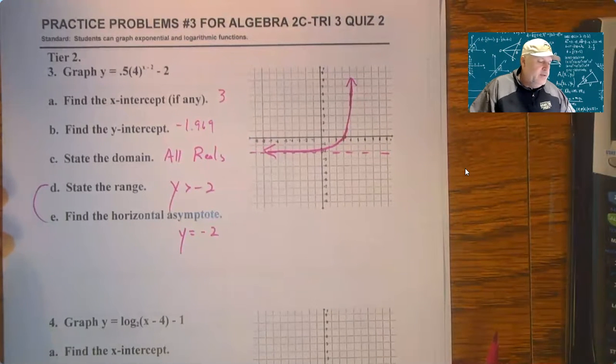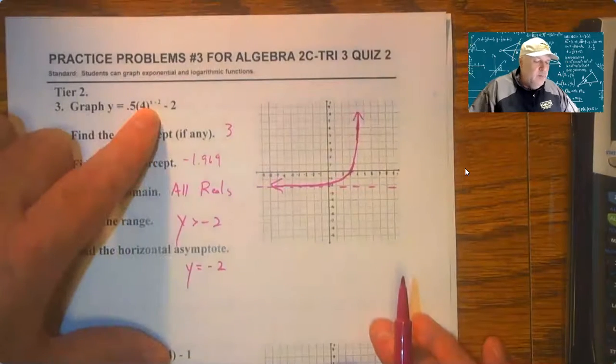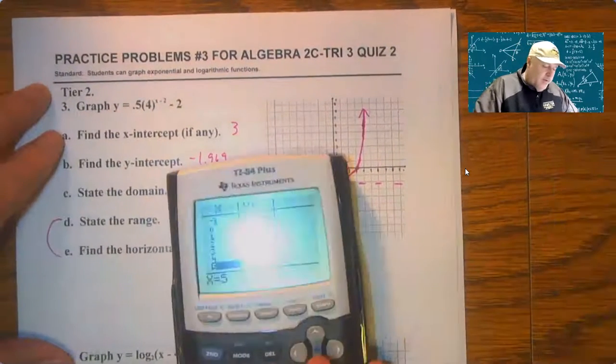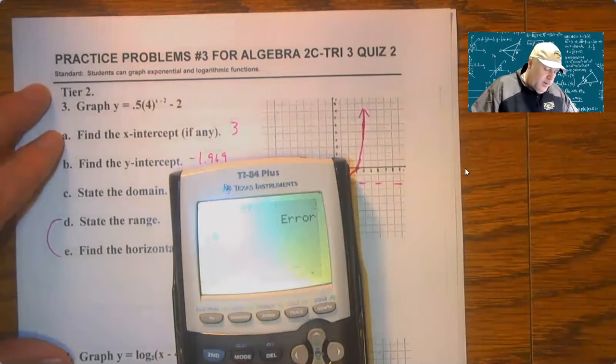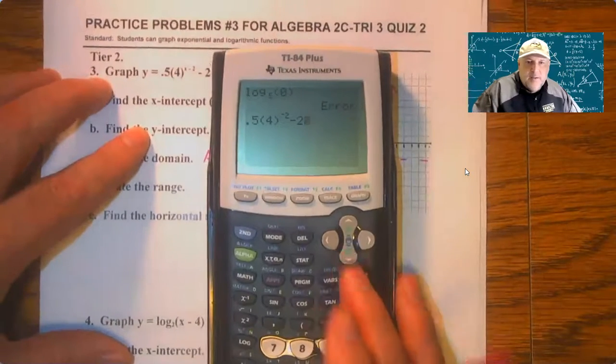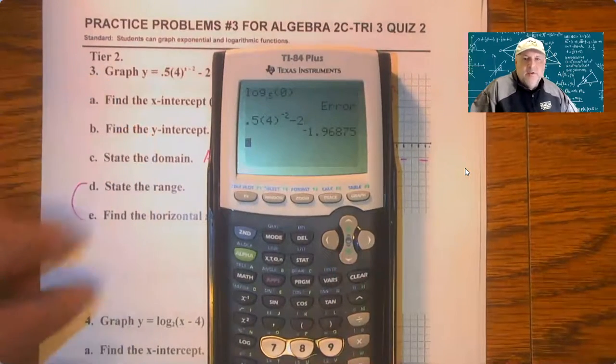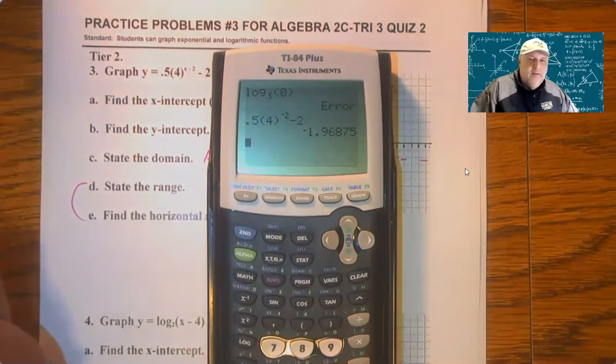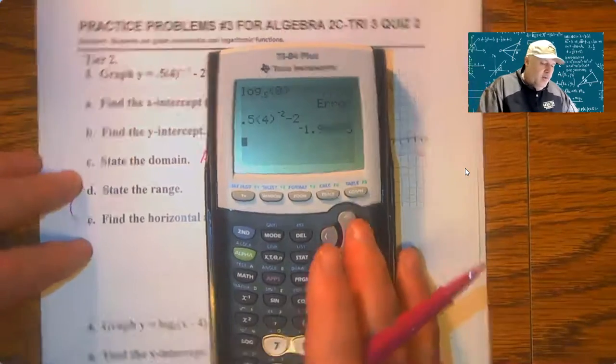How do you get the y-intercept? So the y-intercept's where you let x be 0, and you do this calculation. You do 0.5 times 4 to the -2 minus 2. So when x equals 0, that exponent is -2. So there's your -1.969.